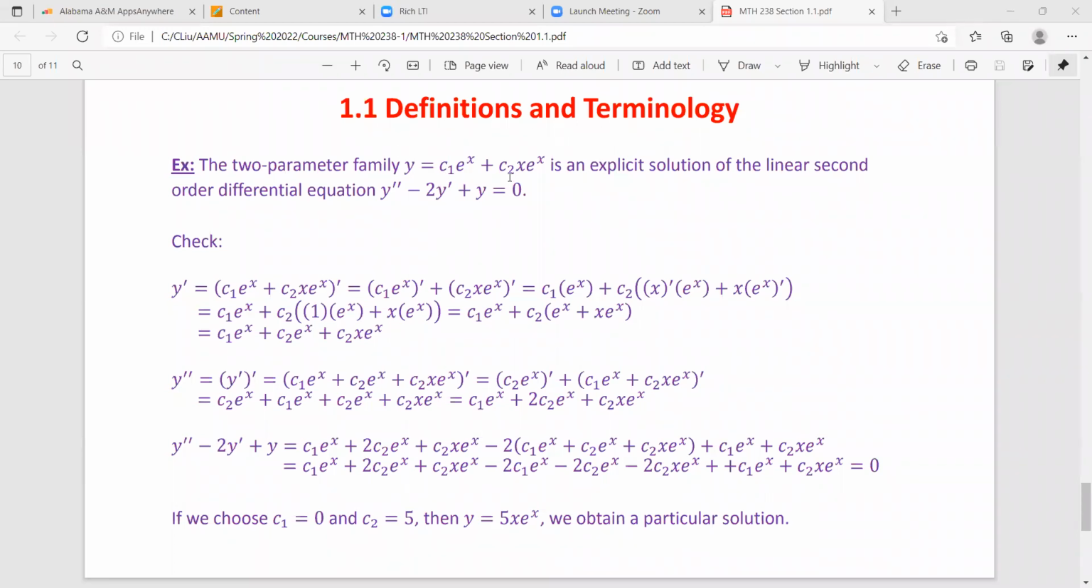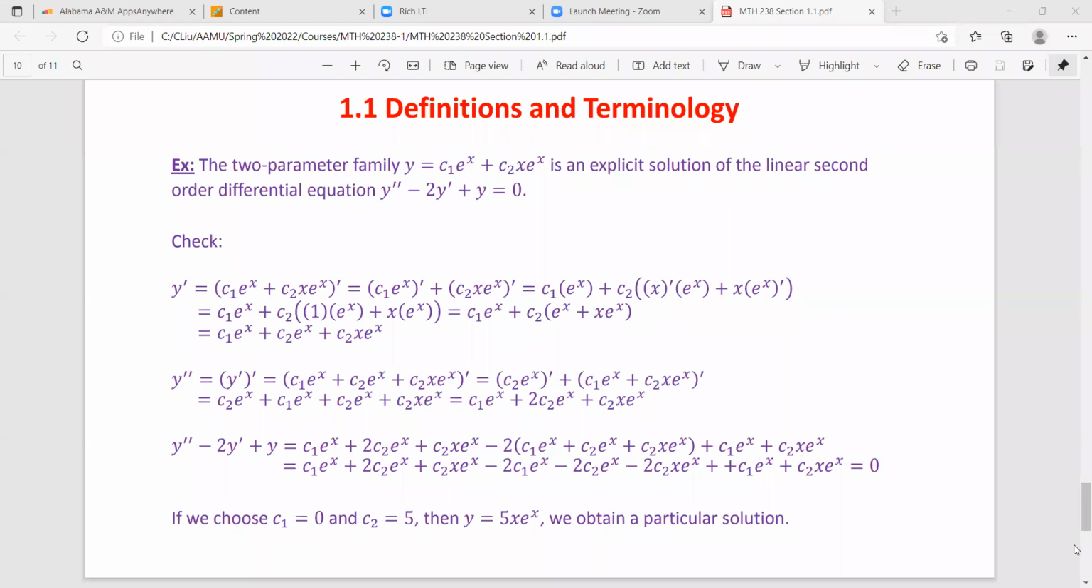So because C1 and C2 are arbitrary constants, you can choose any number as you like. For example, if we choose C1 equal to 0 and C2 equal to 5, then the solution will become 0 times e to the x plus 5 times x e to the x, which is just 5x e to the x. So we just get one solution and we call it a particular solution. Okay, if you choose some specific numbers for the arbitrary constants, then you get a particular solution. All right. Any questions?